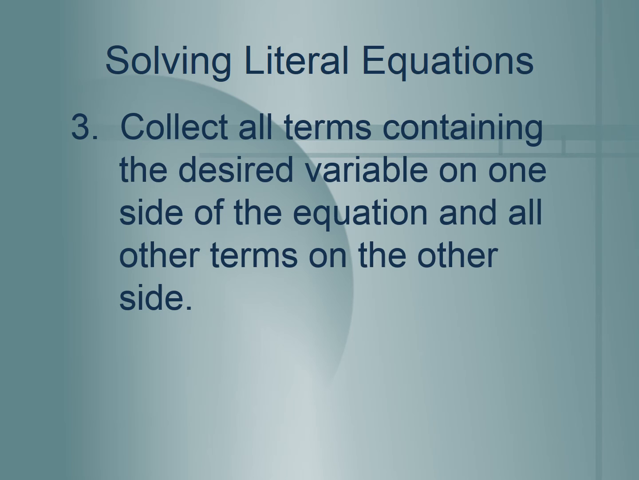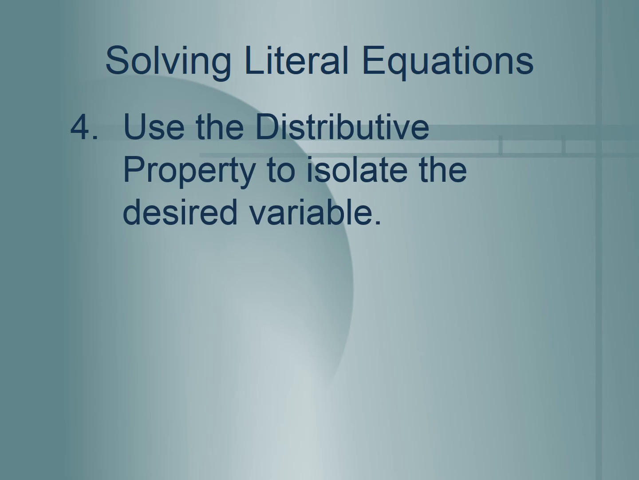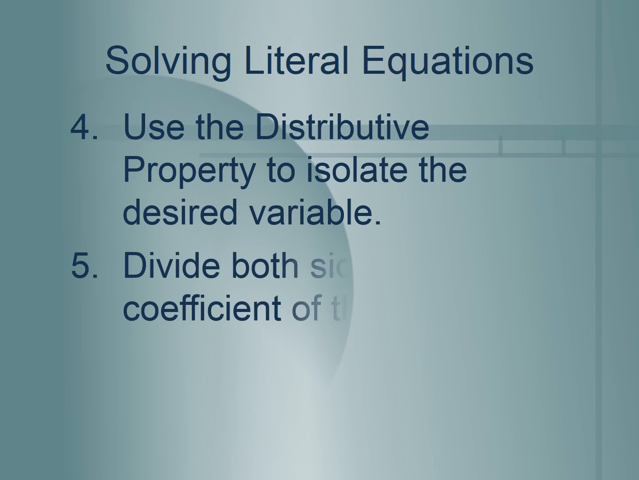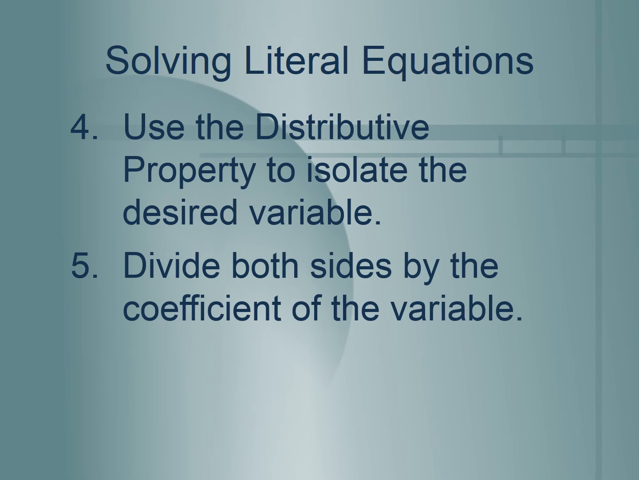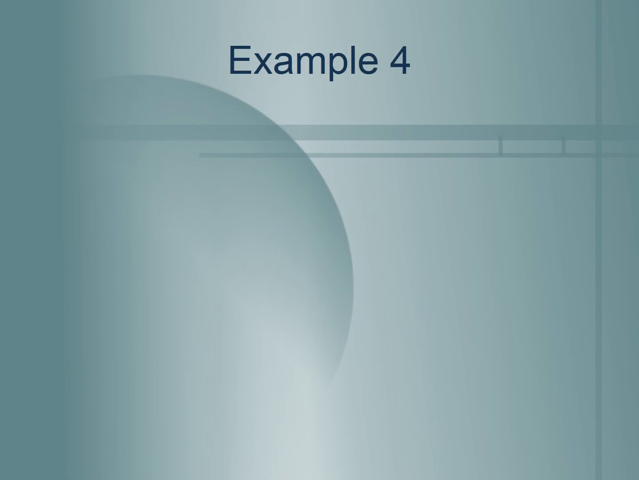We want all of the terms that have the variable that we want to solve for on one side of the equation, and all the other terms that we don't want on the other side. Step 4, we're going to use the distributive property or reverse it or factor to isolate the desired variable. Step 5, we divide both sides by the coefficient of the variable. So let's look at an example.